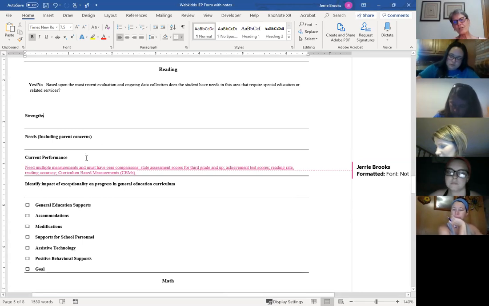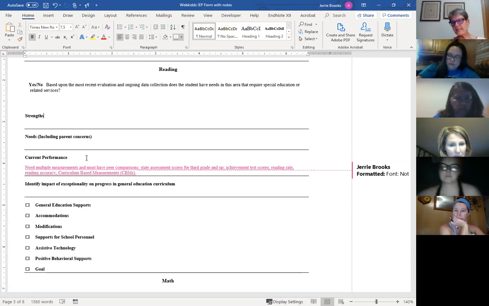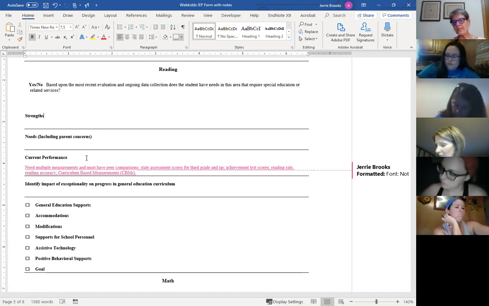When you're talking about current performance on reading, you need to have multiple measurements, multiple assessments. And it's not all stuff that you necessarily give, but it's scores that they have. Like, does your district give achievement tests? Like at the high school level, kids used to take the PLAN test. Sometimes they take the ACT, they take AimsWeb, they take MAP. So whatever scores are available in those cumulative folders, you're going to use those.